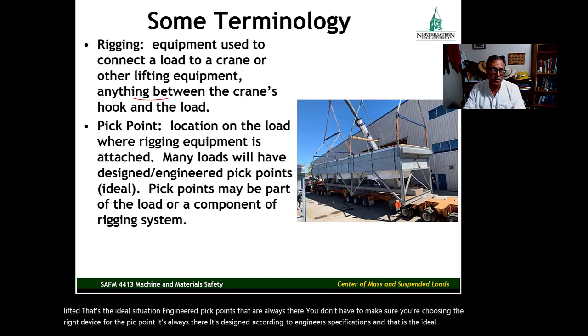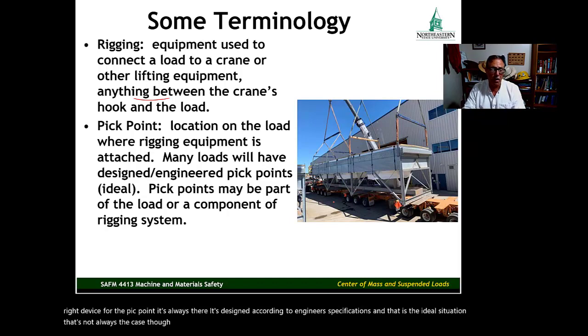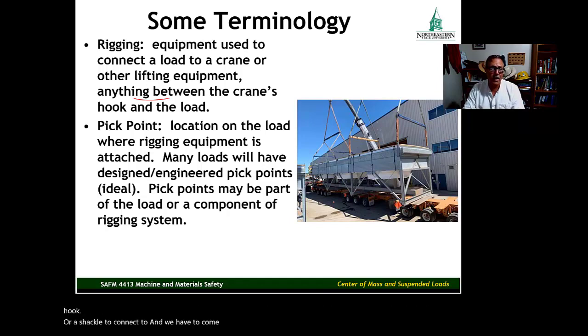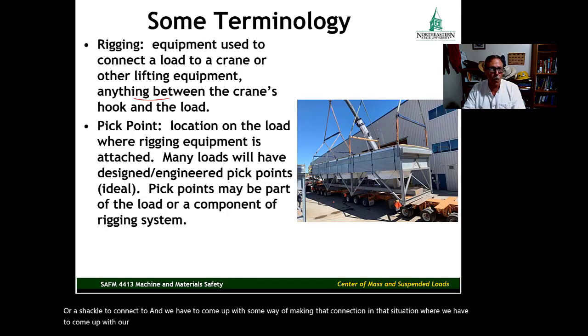That's not always the case though. Sometimes we need to pick up a load where there's not a handy-dandy eye bolt or a hook or a shackle to connect to, and we have to come up with some way of making that connection. In that situation where we have to come up with our pick point, the pick point hardware or device is part of the rigging design. If it's an engineered pick point, the pick point is not considered to be part of the rigging design.